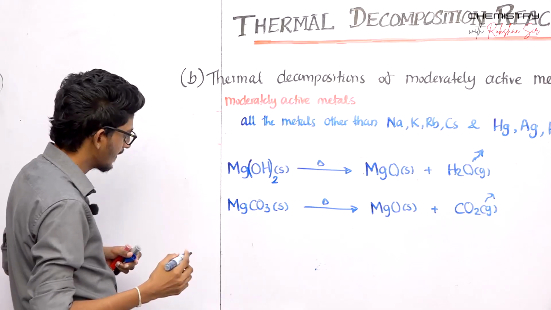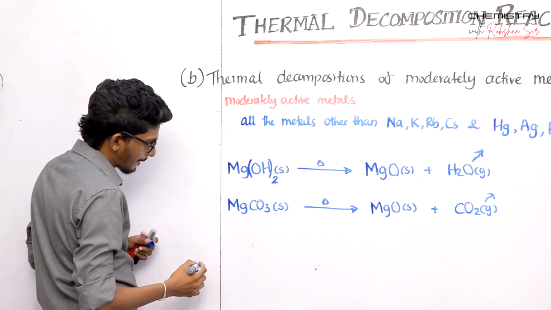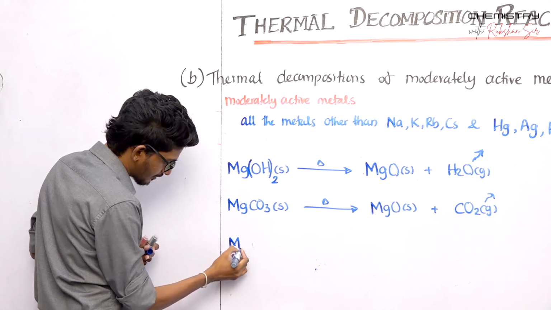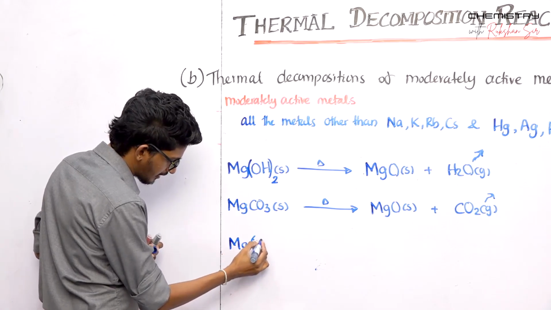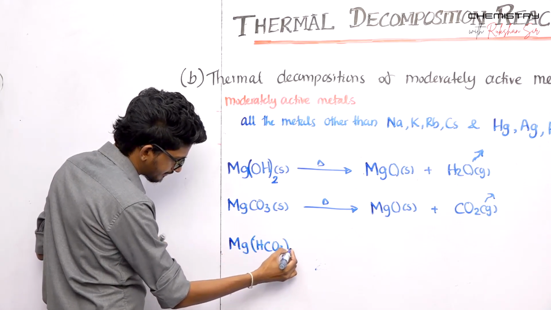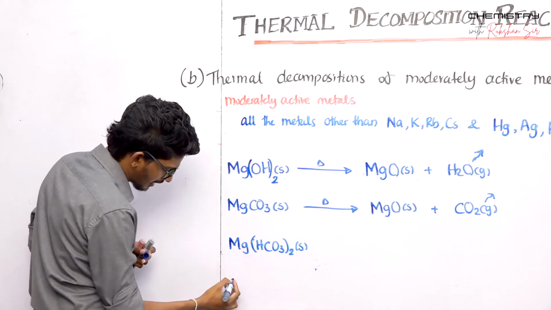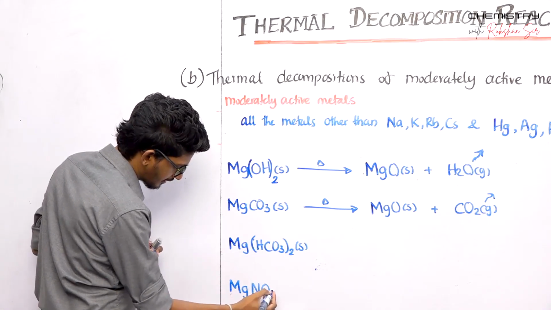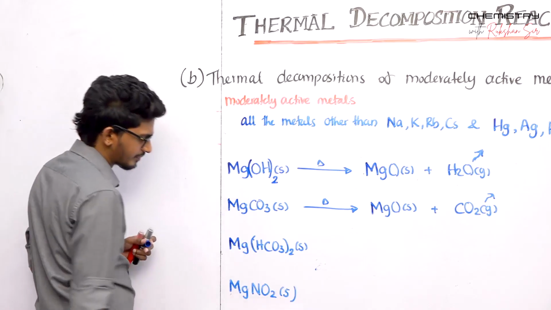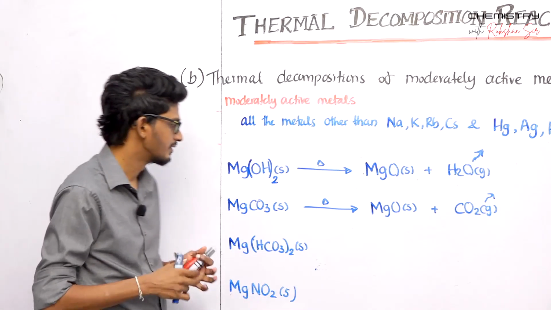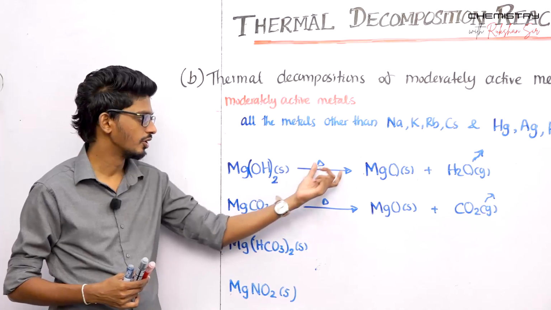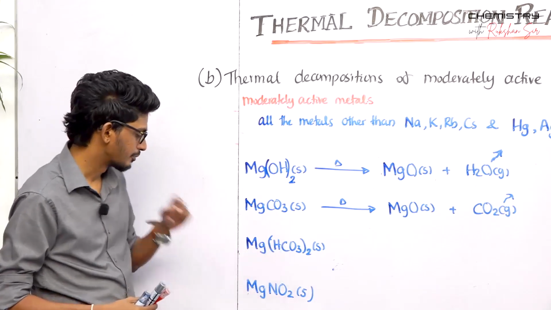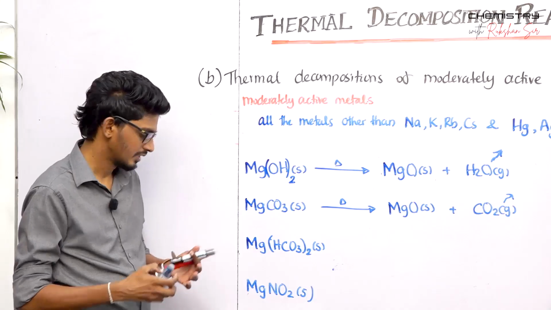So what about the bicarbonate and the nitrate? So when it comes to magnesium bicarbonate and the magnesium nitrate, the 2 guys are special. 2 guys are a bit special, right? I earlier said the normal trend is giving you the oxides of the constituent elements, but with these 2 guys, some special things can be seen.